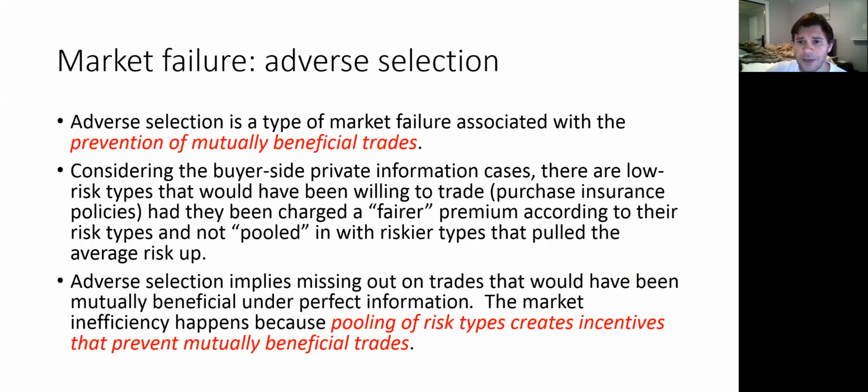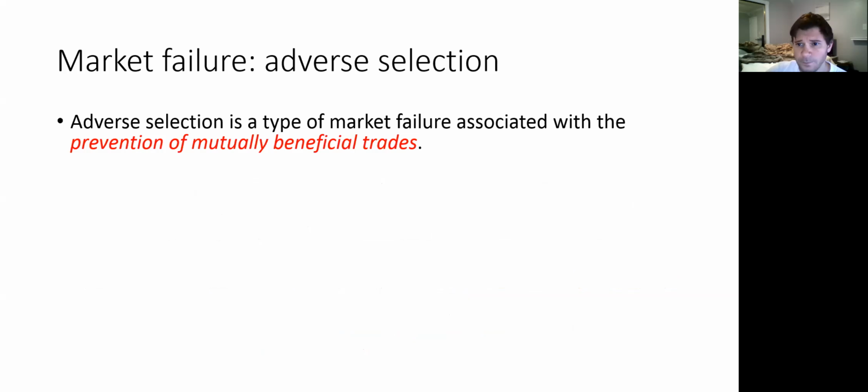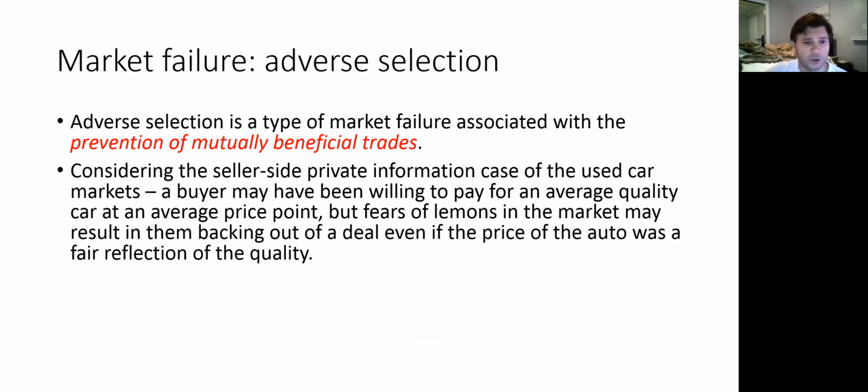We could also think about this on the seller side. If we consider the used car market, a buyer may have been willing to pay for an average quality car at an average price point. But if they fear that they're being sold a lemon, which they cannot tell because the seller has that private information, then a buyer may back out on a fair deal, even if it is a good car and they're being charged a fair price, because they have some expectation that it could be a lemon.